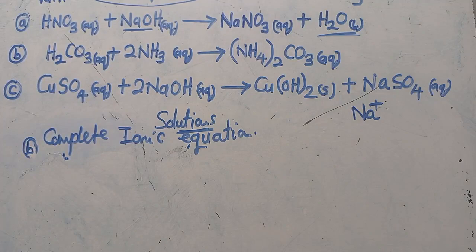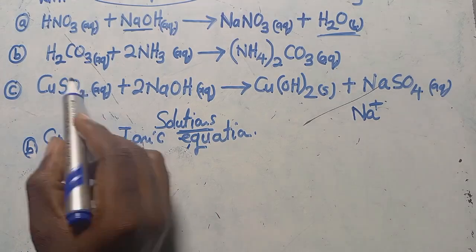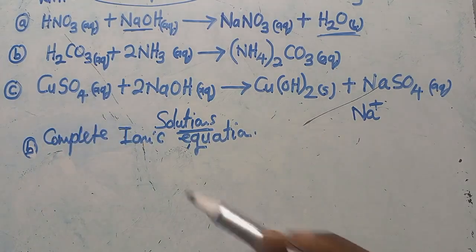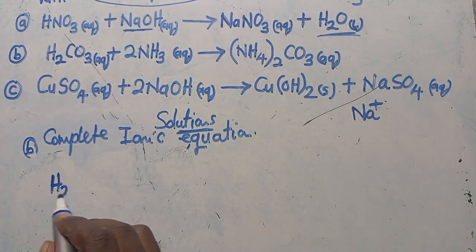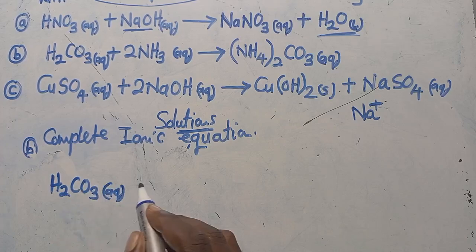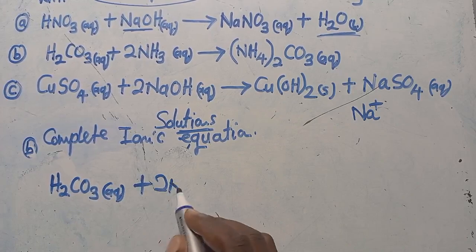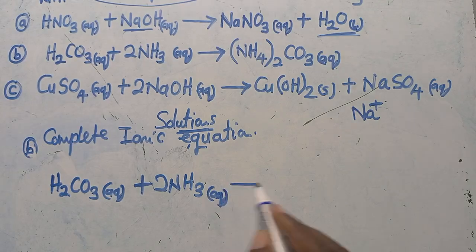How can we write a complete ionic equation? A complete ionic equation will just be the same. Because this one will just be like this. Have you seen? So that is carbonic acid aqueous reacting with ammonia aqueous, giving us what?